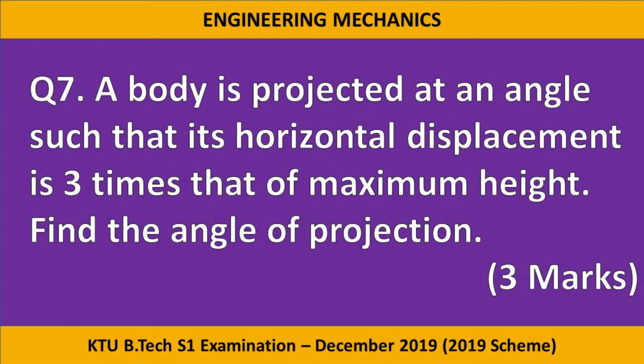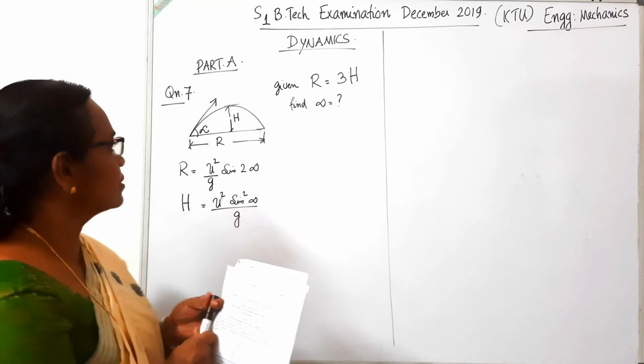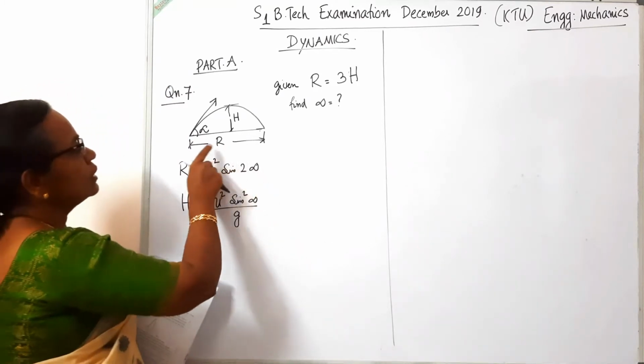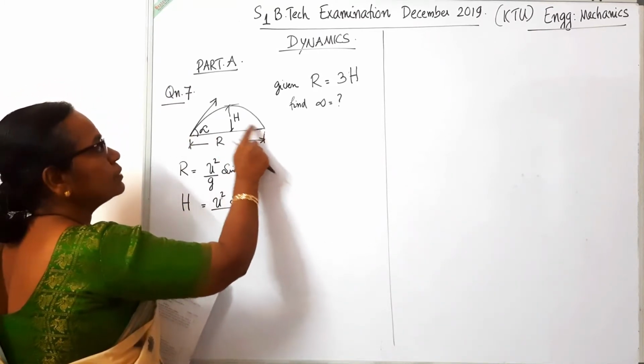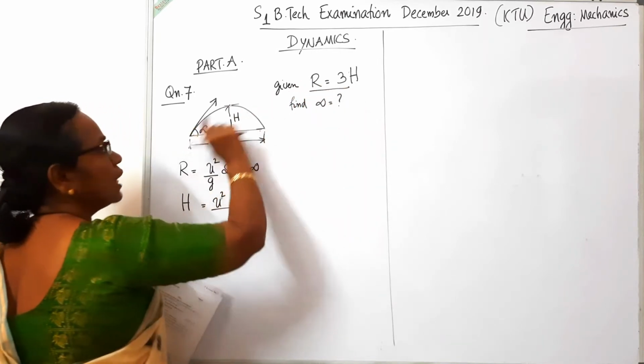A body is projected at an angle such that its horizontal displacement is 3 times that of maximum height. Find the angle of projection. 3-mark question. It is direct application of the formula on projectiles. For a projectile, the maximum horizontal displacement is 3 times the maximum height. What is the angle of projection?